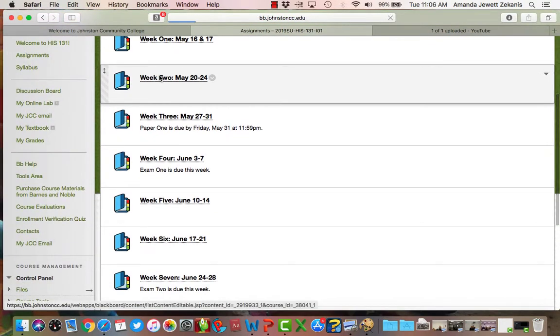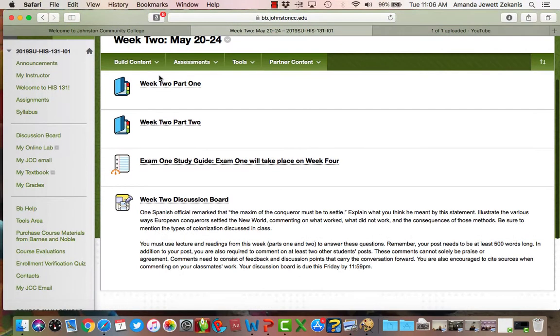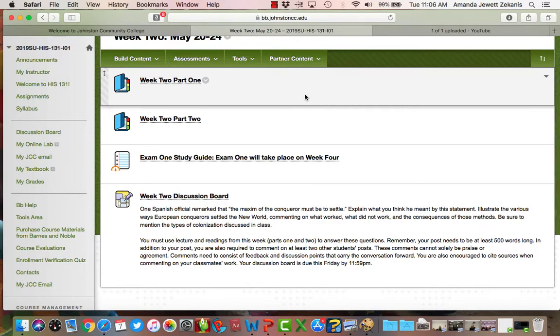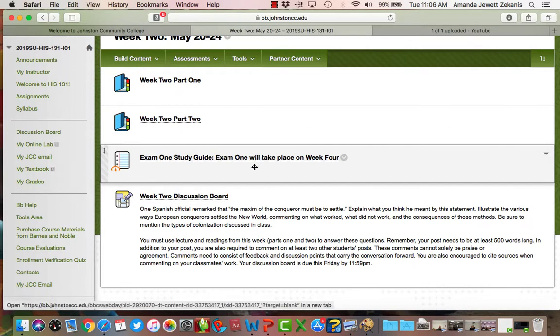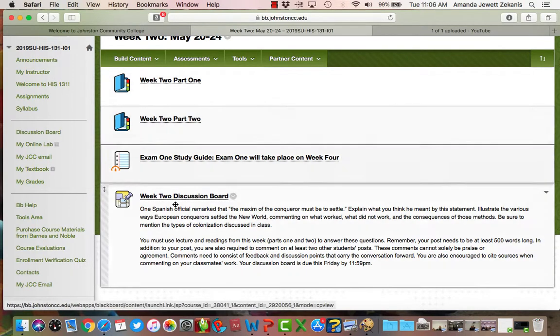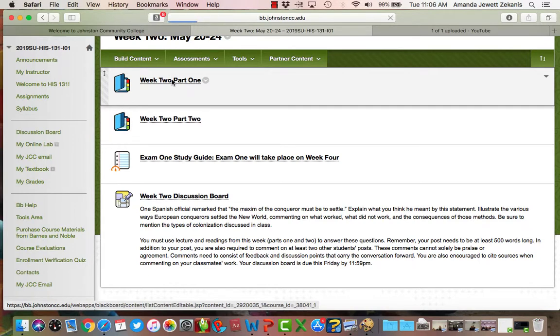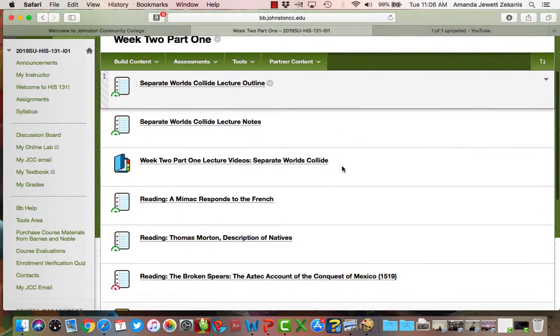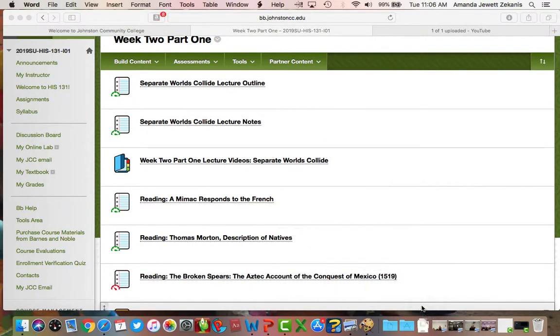Then if we go to week 2, this is where we dive deep. Okay. So we've got week 2, part 1, week 2, part 2. There's the exam study guide for the first exam. I like to post the study guides 2 weeks in advance, so it'll be here and under week 4 when you actually take the exam. Then we've got our discussion board, which is going to address points from parts 1 and 2. Okay, so let's go into part 1. You've got the lecture outline. We're going to open that because I want to show you.